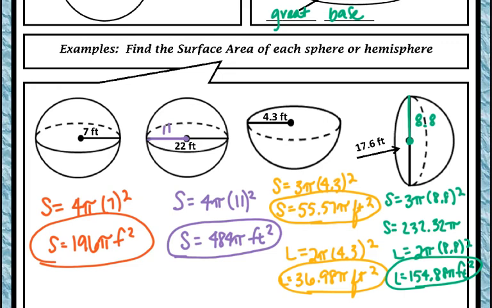Again, spheres do not have lateral area, okay, because they don't have a base. Hemispheres can have a lateral area, which is just 2 pi r squared. Total surface area adds in that base, and that makes that 3 pi r squared.